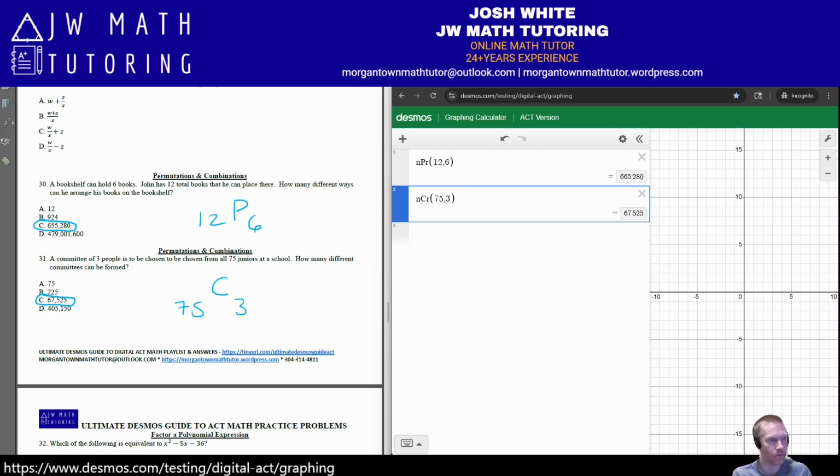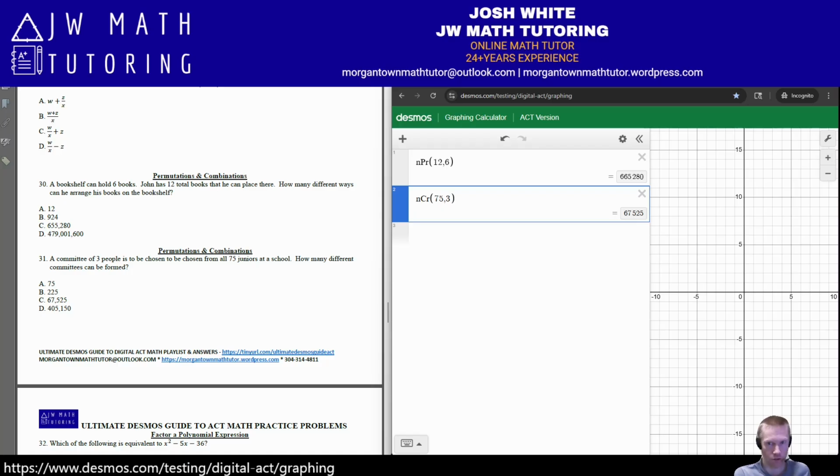One last thing just to be aware of. The ACT has had problems in the past where the answer choices were not values like you see here, but were expressions with factorials, meaning they were giving you the permutation and combination formulas as the answer choices. If that happens, all you have to do is type each answer choice in with the factorial, and it'll calculate it.